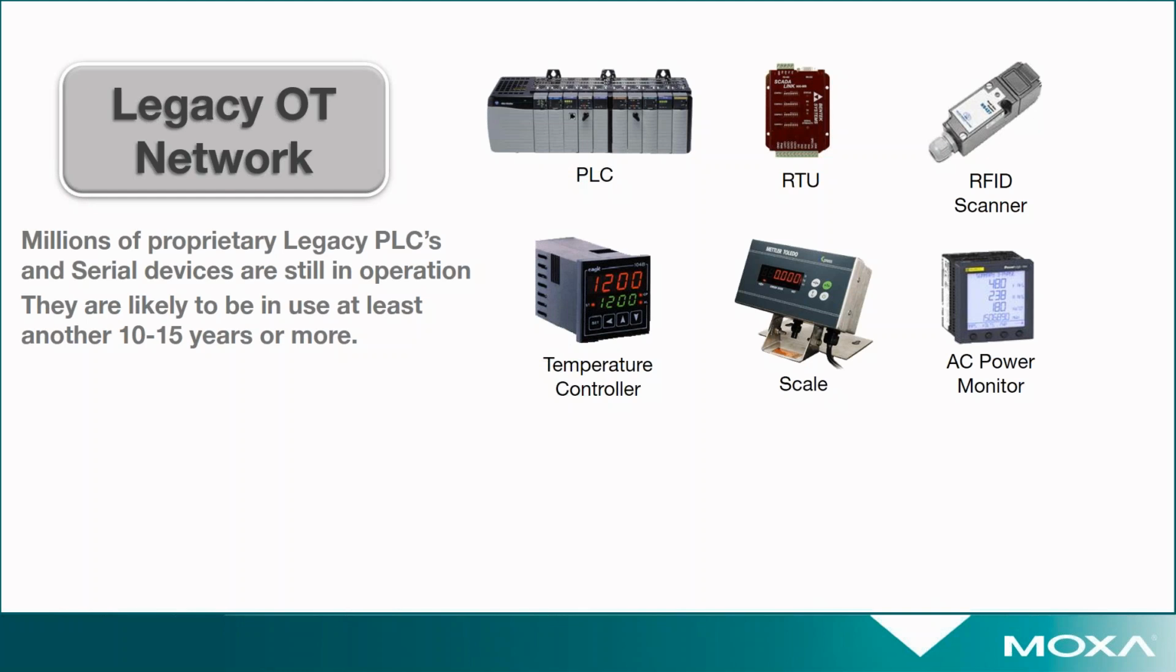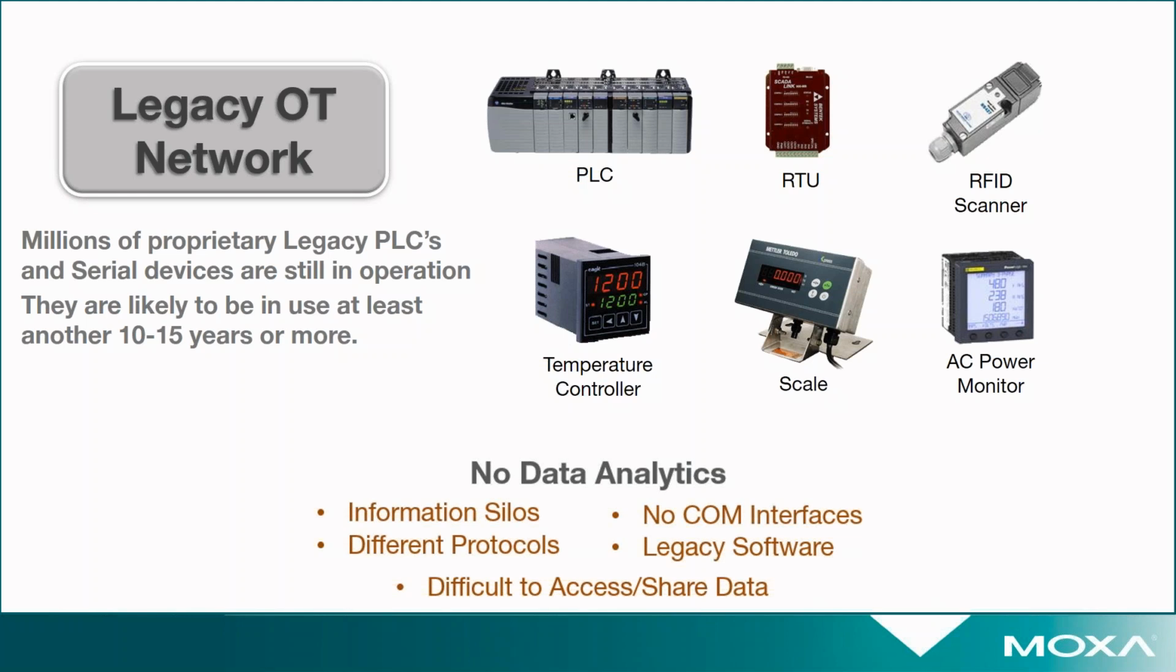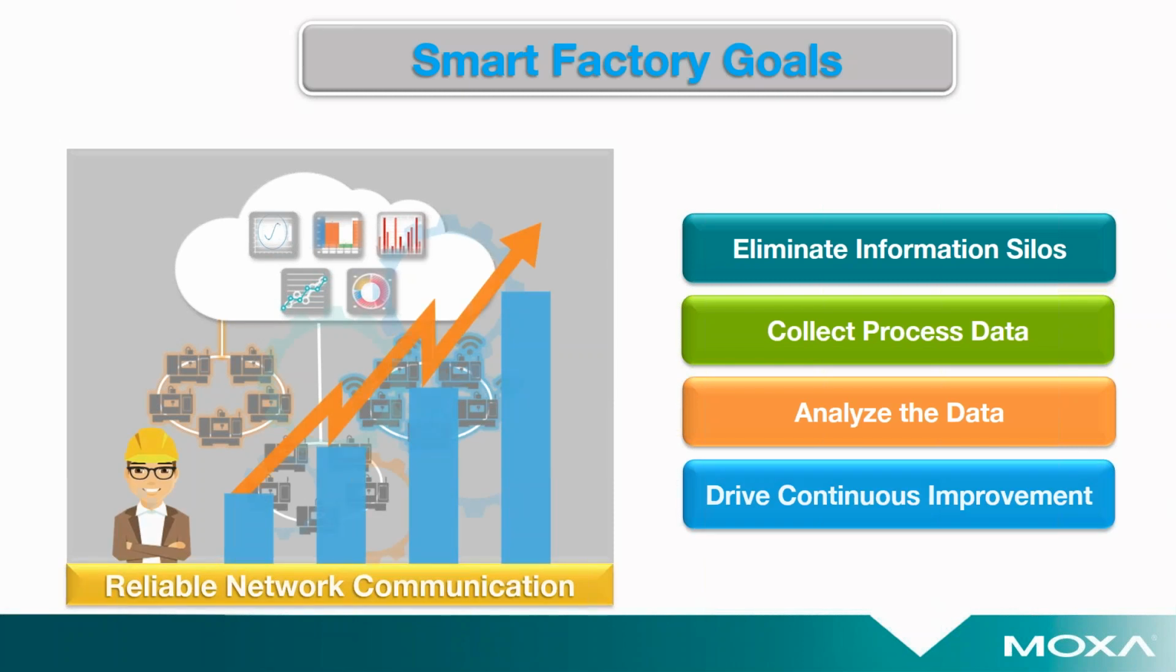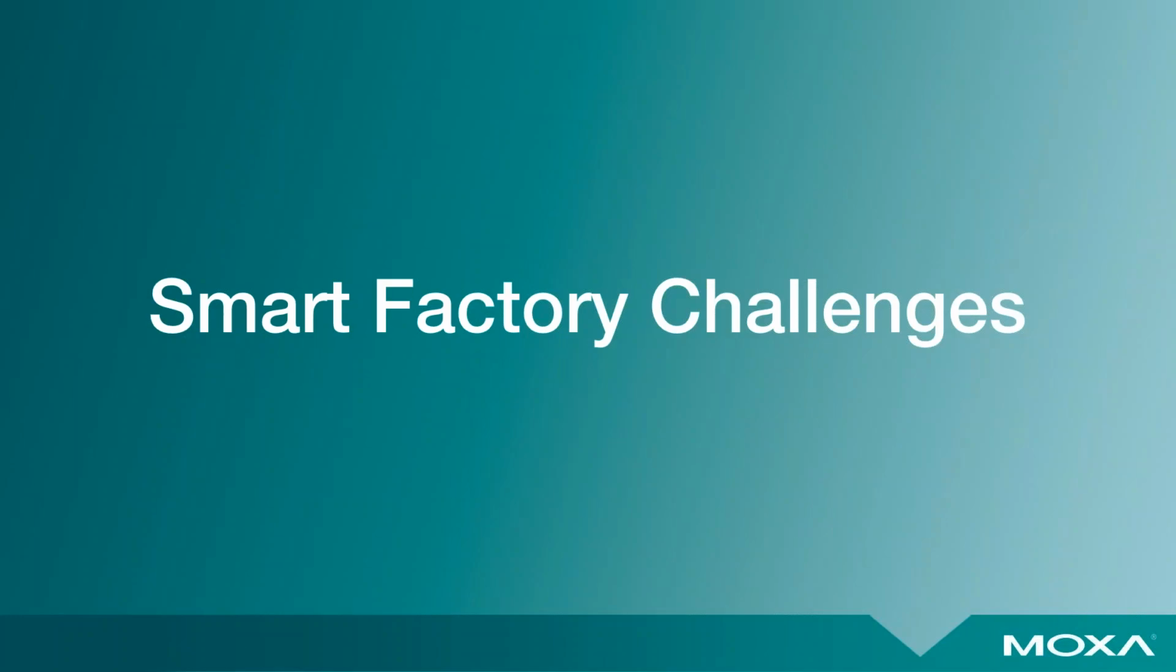The problem with these legacy OT networks is there's no data analytics, right? These are all information silos. They have different protocols, no comm interfaces, a lot of legacy software. So it's really difficult to access or share your data. So a smart factory, the goal behind it is to eliminate those information silos, collect that process data, analyze the data, all with a simple goal: drive continuous improvement, right? Like we said, anything that can be measured can be improved. So reliable network communication is definitely a big part of that.